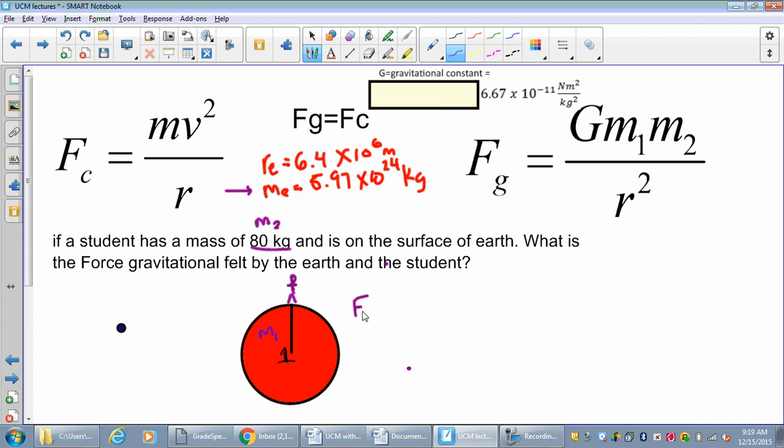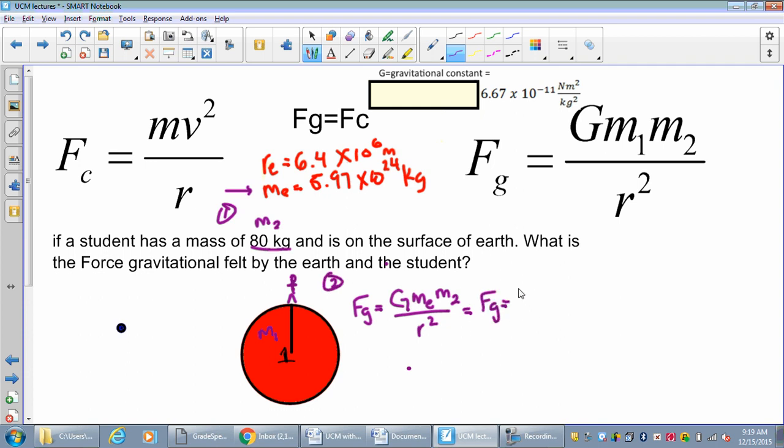So let's go ahead and just set this up. Force gravitational is G, M1, which we're going to call Earth, M2, which is the student, divided by the radius squared, the distance between the two centers. Okay, so right here, you showed your work. This is the second part of your work. This is 1, you got to show underlining; 2, your equation; and 3, the things you're going to plug in.